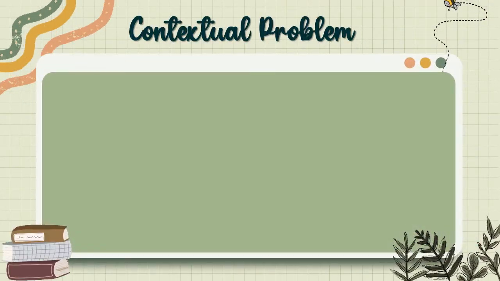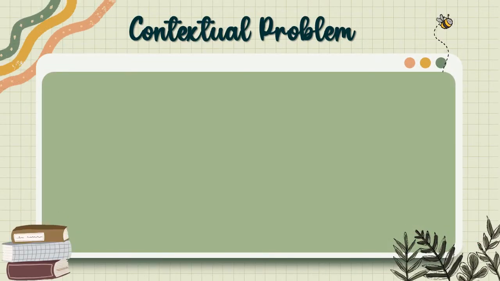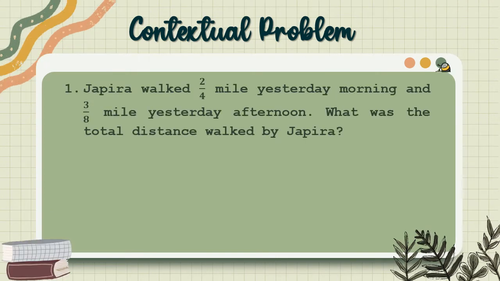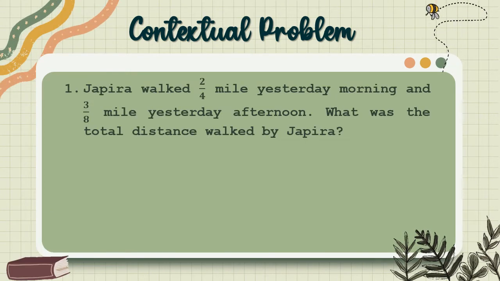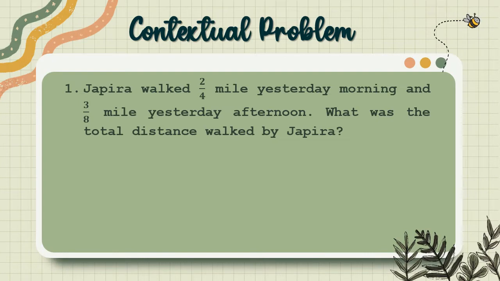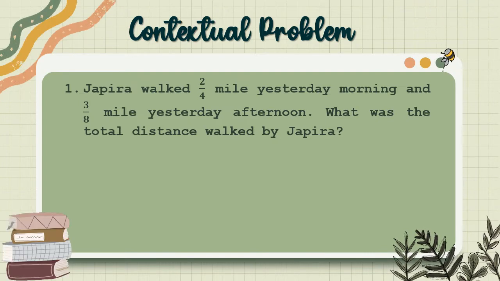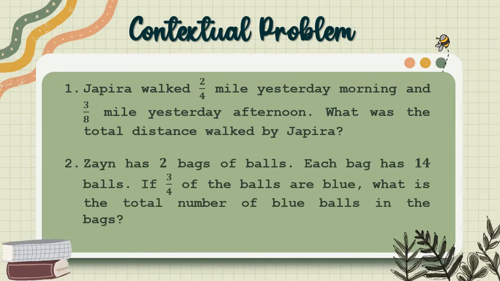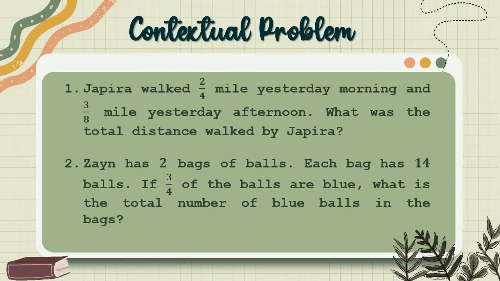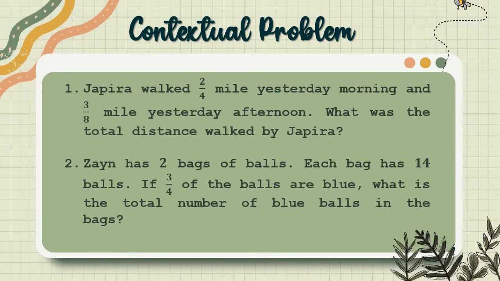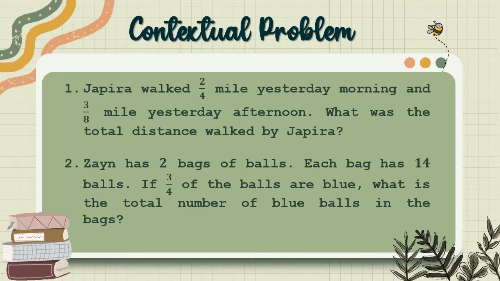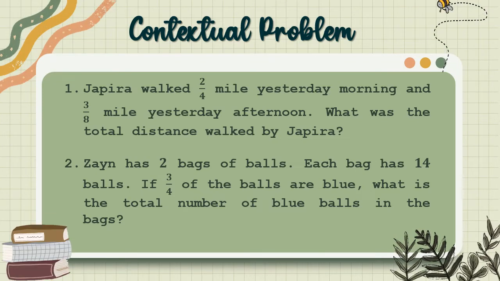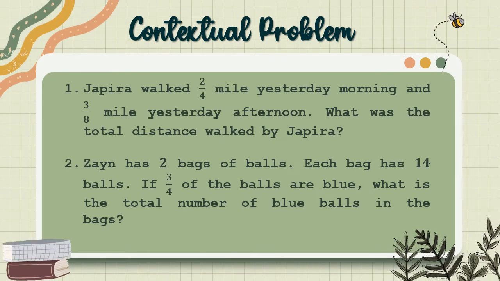So, let's jump right in to number 1 here. Zafira walked 2/4 mile yesterday morning and 3/8 mile yesterday afternoon. What was the total distance walked by Zafira? And the second question is, Zain has 2 bags of balls. Each bag has 14 balls. If 3/4 of the balls are blue, what is the total number of blue balls in the bags? What do you think about these problems?